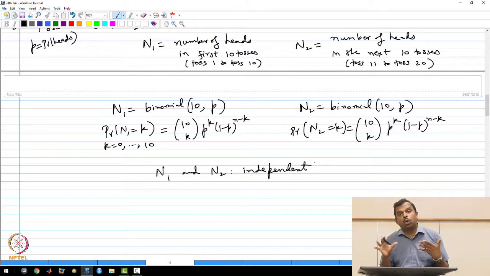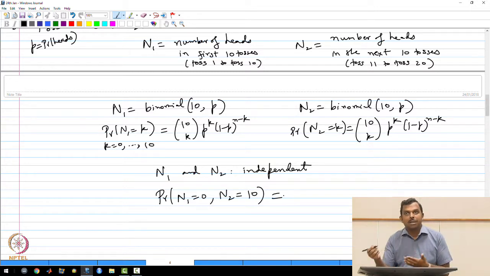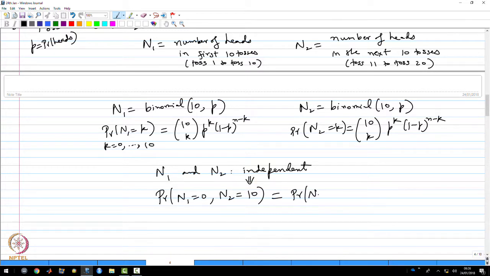They did not overlap in any way. n1 is a function of what happened in the first 10 tosses, n2 is a function of what happened in the next 10 tosses, so these two will be independent. When you have functions derived from independent random events, the random variables are also independent. So n1 and n2 are independent. If somebody were to ask you what is the probability that n1 is 0 and n2 is 10, one can multiply, because they are independent. So you can do the probability of n1 equals 0 times the probability of n2 equals 10.